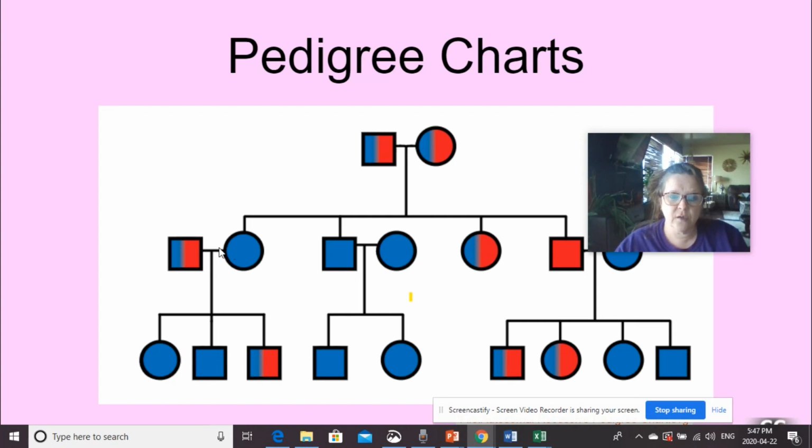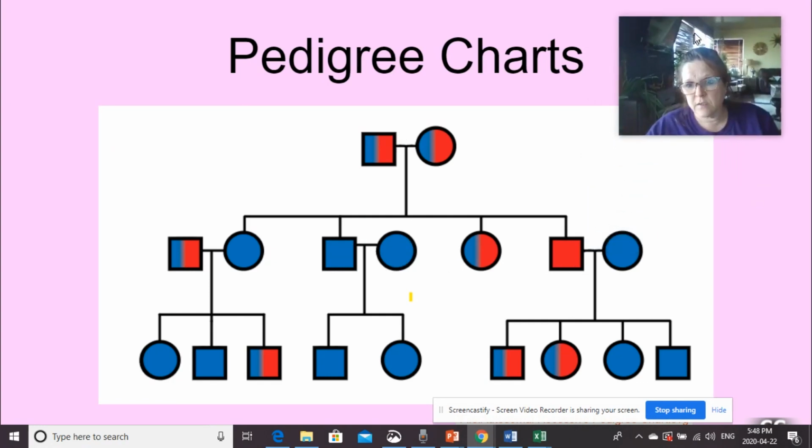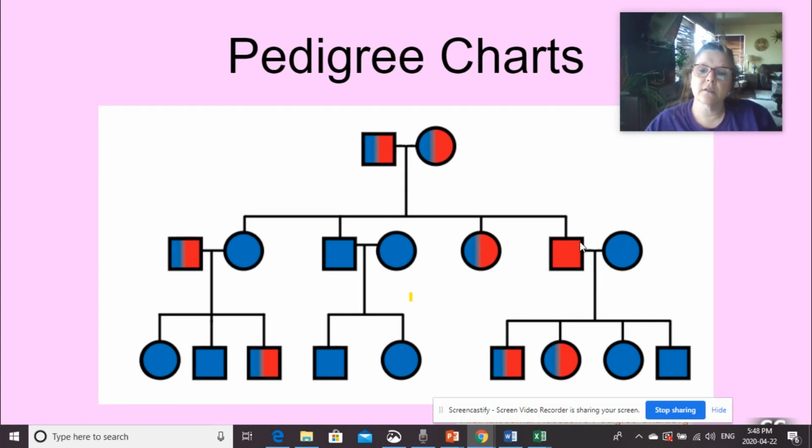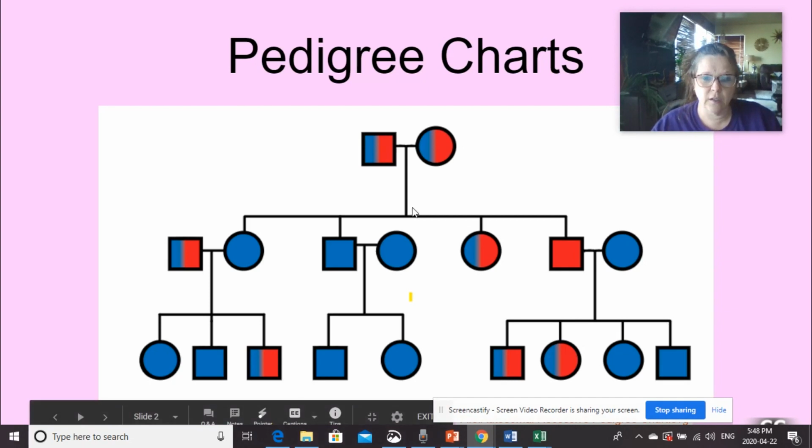So this girl married a man who was a heterozygote. And this boy of theirs married a normal female. And this affected male married an unaffected female. And then you can see that they had children, and it can go on and on like that.